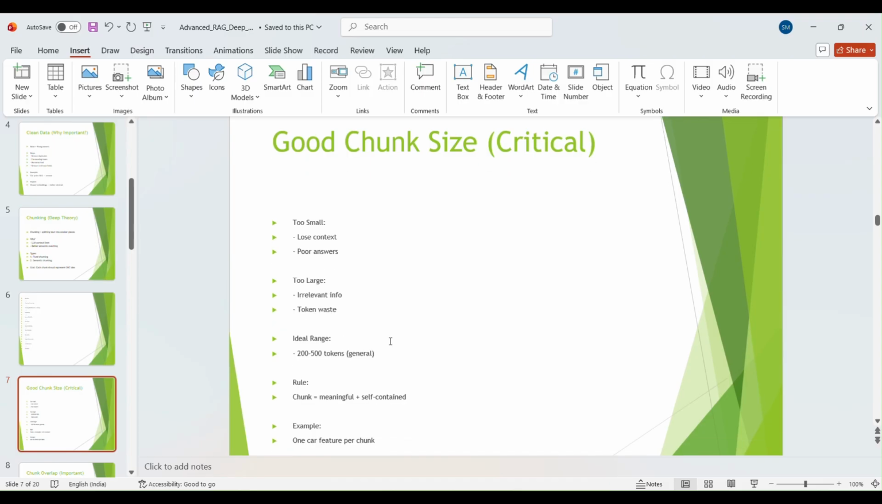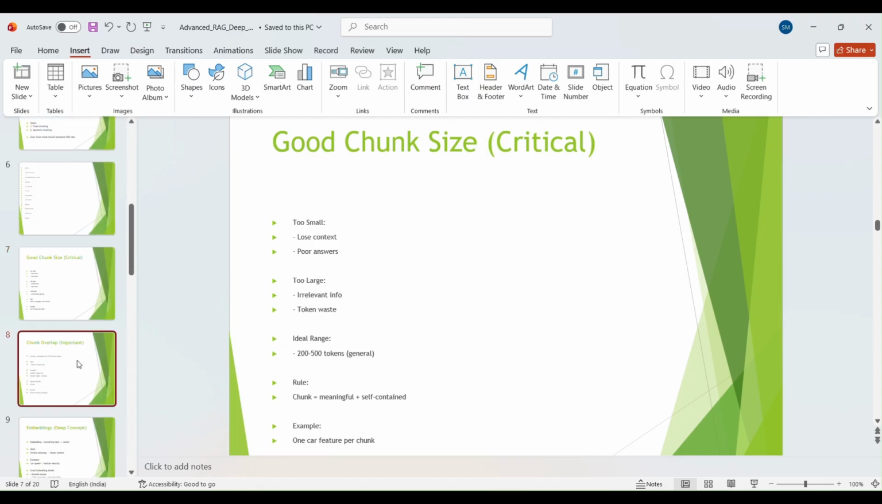And then this is the ideal range. If you have big sentences, like 1,000 or 2,000 words, then the ideal range is generally 200 to 500. But suppose we have small sentences, then we can make it a smaller number also, like 50 or 20, or 5 or 10. So it is not always that we have to use this only. The rule is chunk equals meaningful plus self-contained. So chunking should be meaningful and self-contained per chunk.